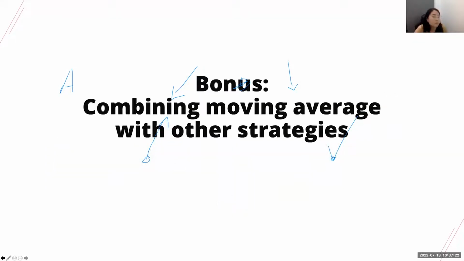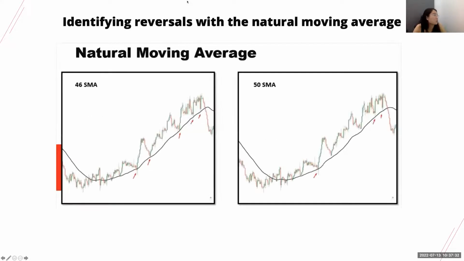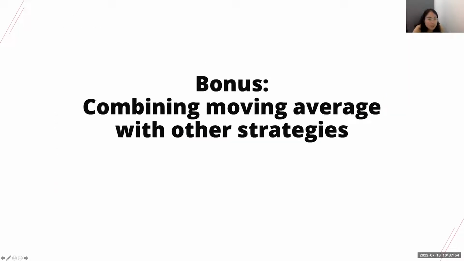Okay, let me just remove all the drawings, sorry. Bonus: combining moving average with other strategies. Sorry, this is not the one. We're supposed to identify reversals with the natural moving average, and that is exactly the strategy that is commonly used: whenever price comes to the moving average area, you get in for a buy, the support and resistance. Looks like we still have about 20 minutes, so we can do the bonus, which is combining moving average with other strategies.